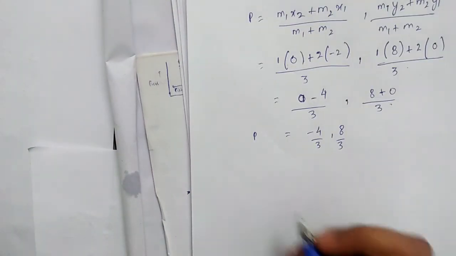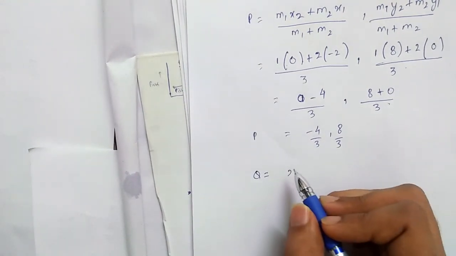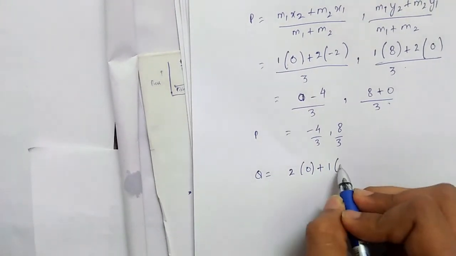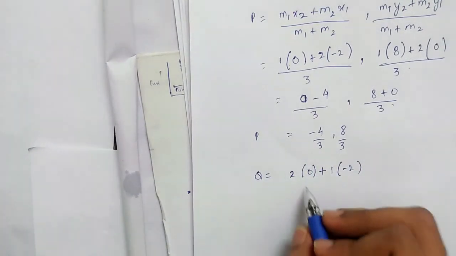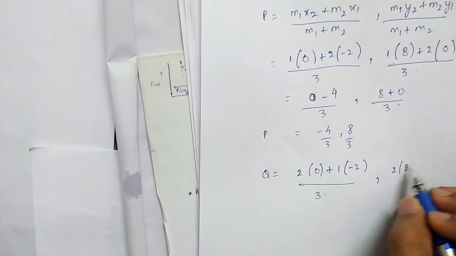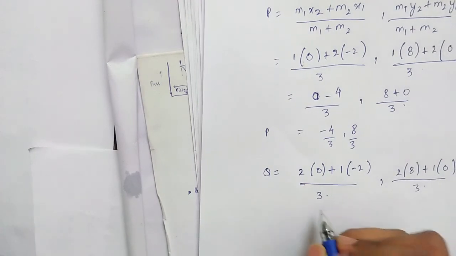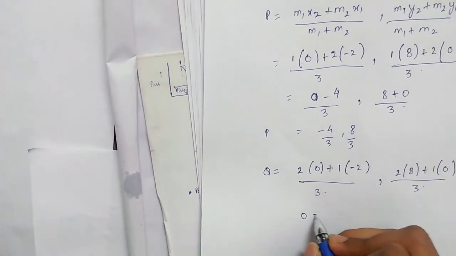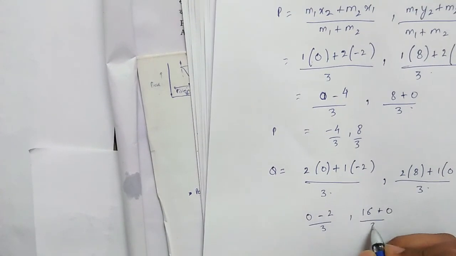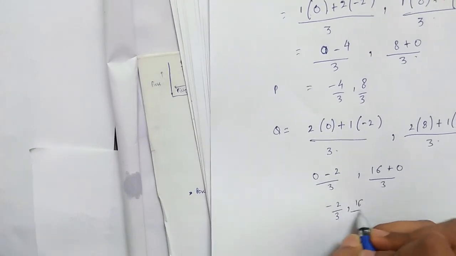Similarly for Q, it will be 2 into 0 plus 1 into -2. The ratio is 2:1, by 3. Similarly, 2 into 8 plus 1 into 0 by 3. That means 0 minus 2 by 3 and 16 plus 0 by 3. That means -2 by 3 and 16 by 3.